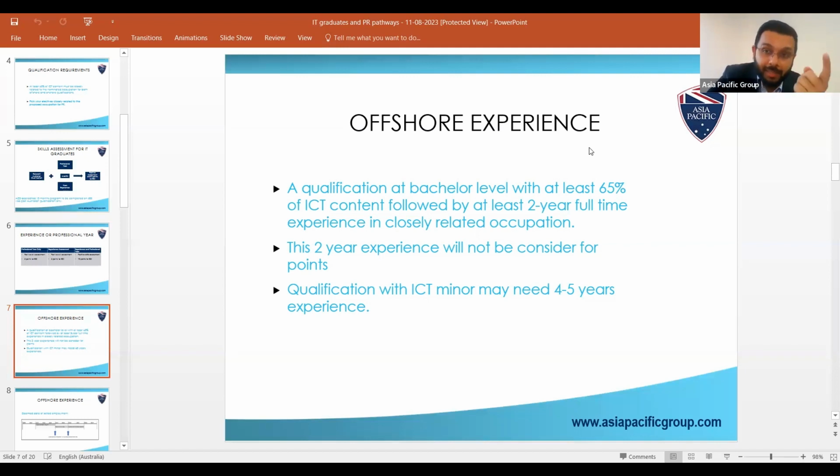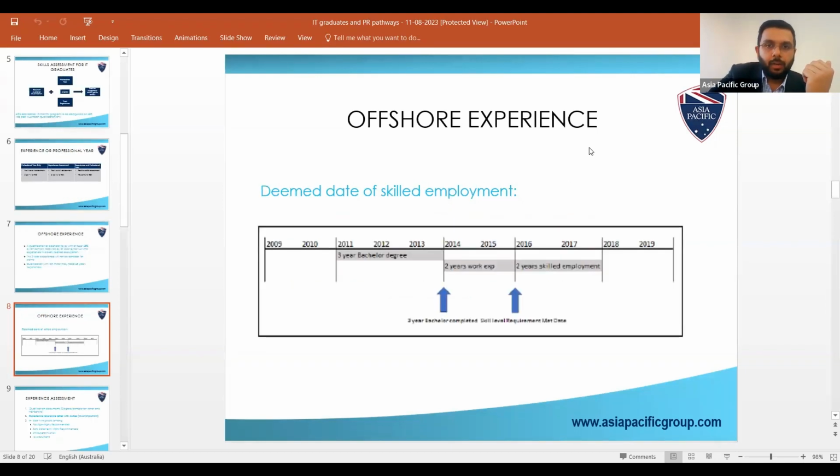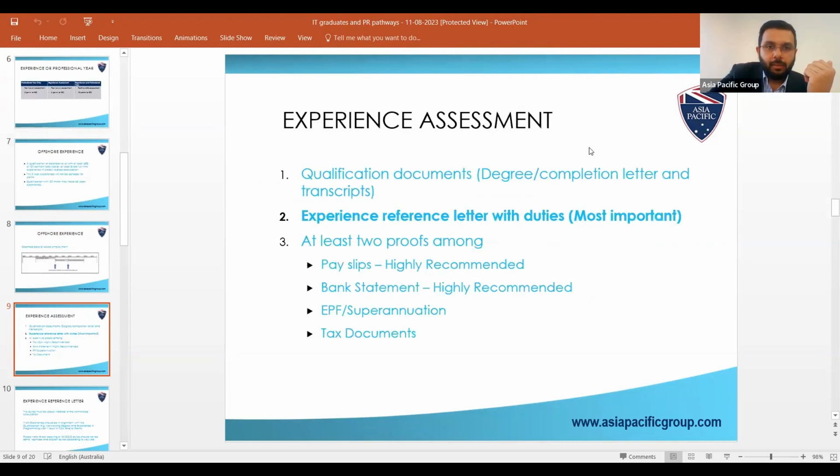If it's an IT minor degree, then they deduct 4 or 5 years, depending on the kind of work you're doing and the kind of degree you have. So that's also a very common thing we notice. Again, you have to be careful about it. Now, I will go with the experience part first. With experience, this is as straightforward as it can get.